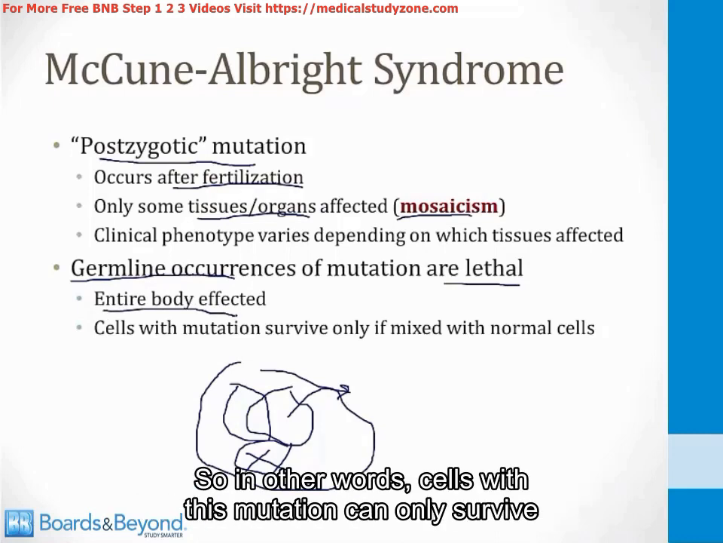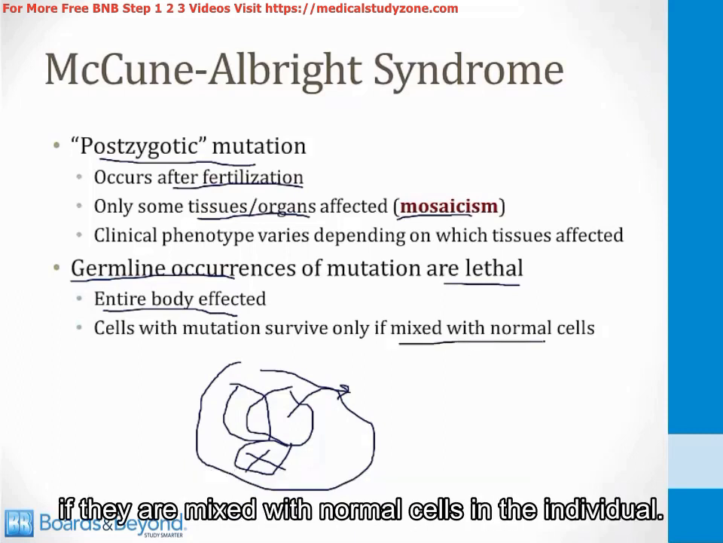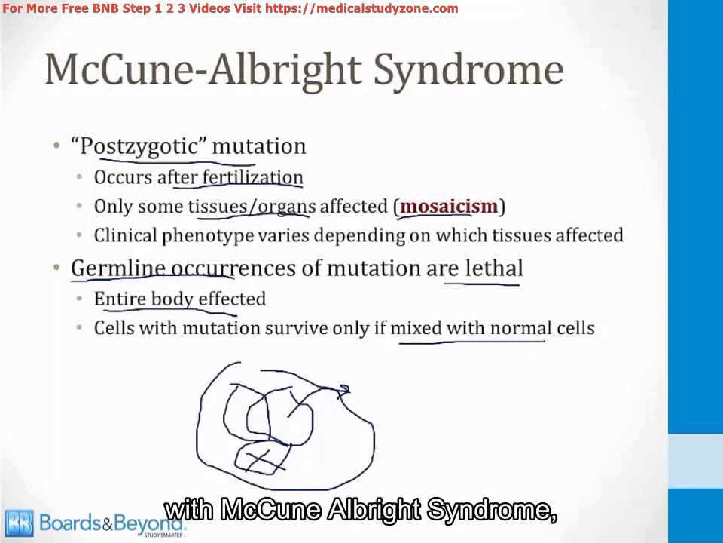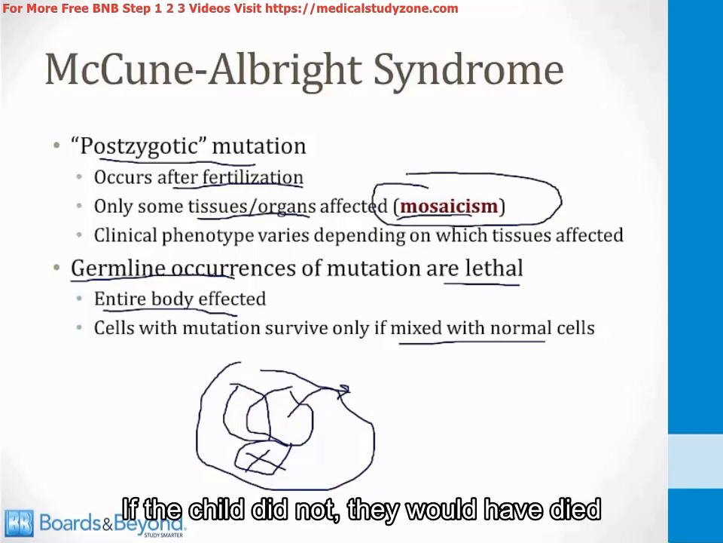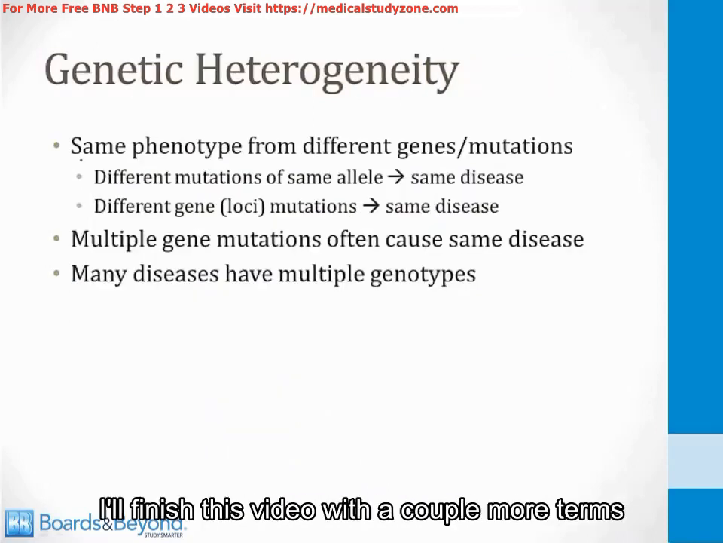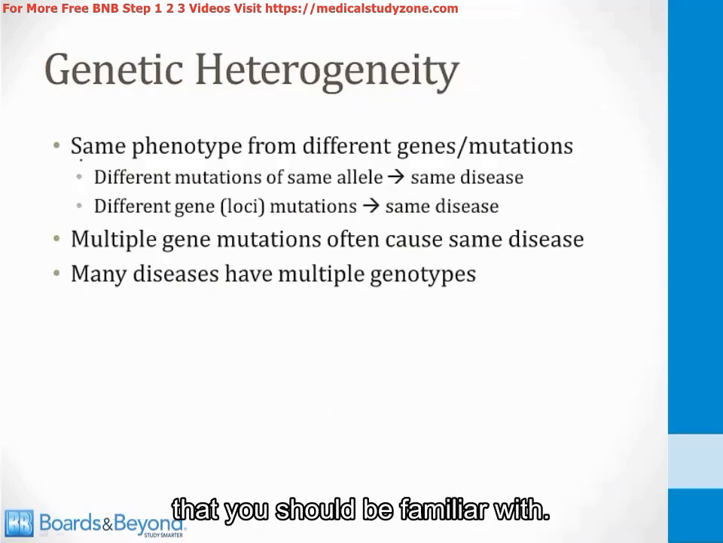So in other words, cells with this mutation can only survive if they are mixed with normal cells in the individual. What this means is if you see a child in clinical practice with McCune-Albright syndrome, that child must have mosaicism. If the child did not, they would have died and they would not have survived to come in for clinical evaluation. I'll finish this video with a couple more terms that you should be familiar with.